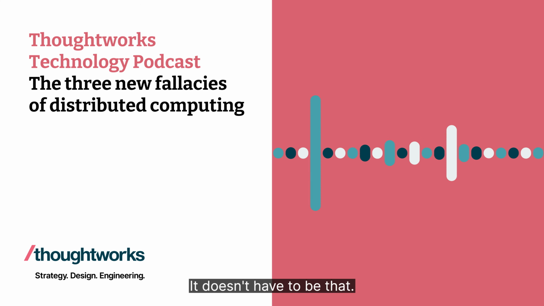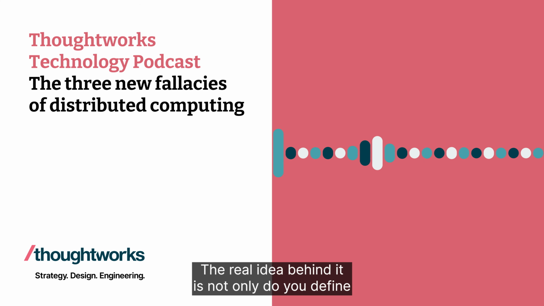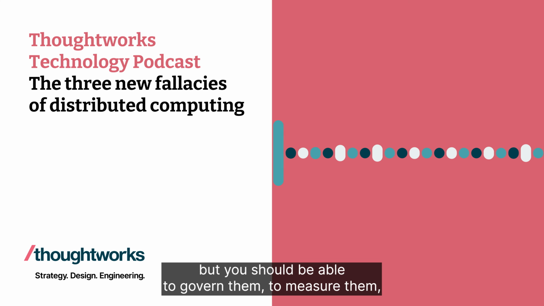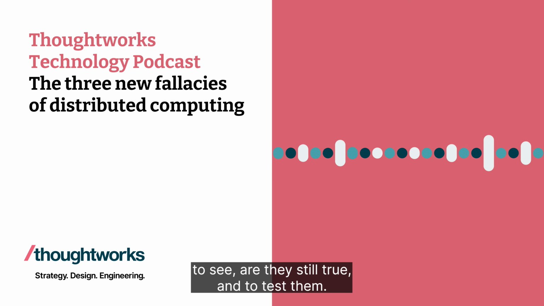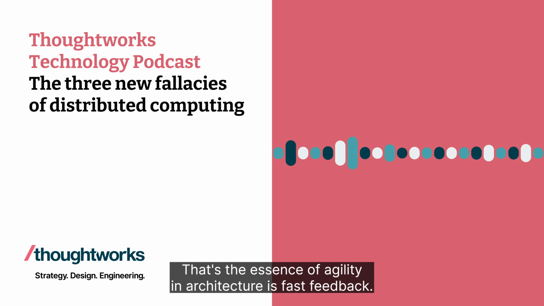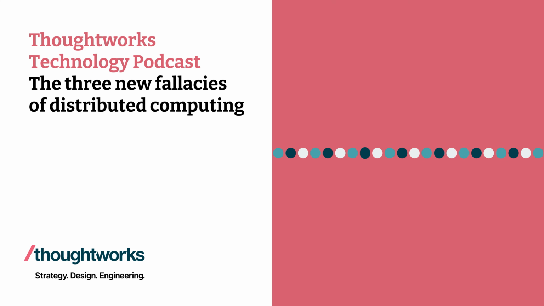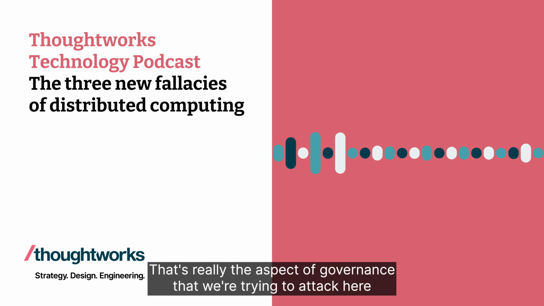And it doesn't have to be that. The real idea behind it is not only do you define these important capabilities of your architecture, but you should be able to govern them, to measure them, to see are they still true, and to test them. That's the essence of agility in architecture: fast feedback. I did a change we just made. Did it break something? And how quickly can I find that out? That's really the aspect of governance that we're trying to attack here.